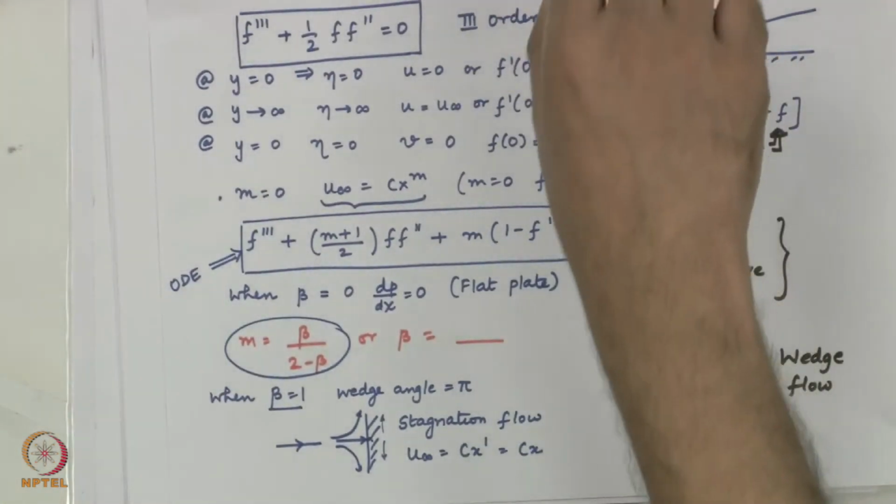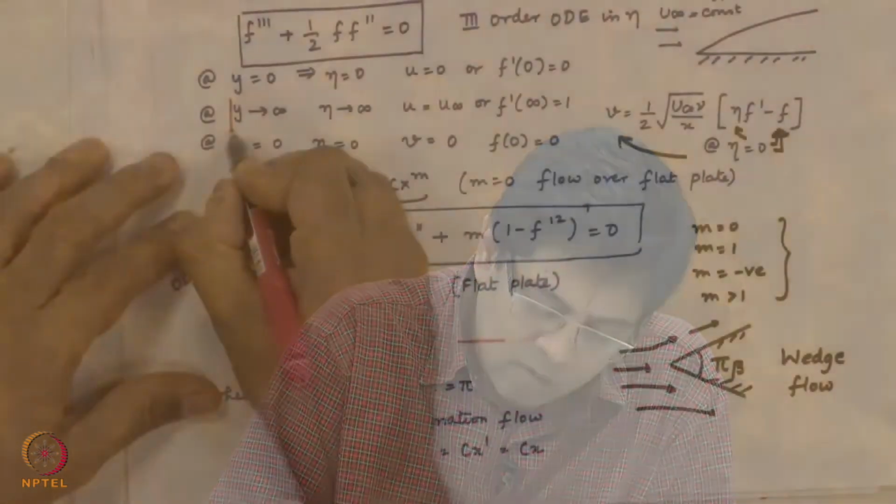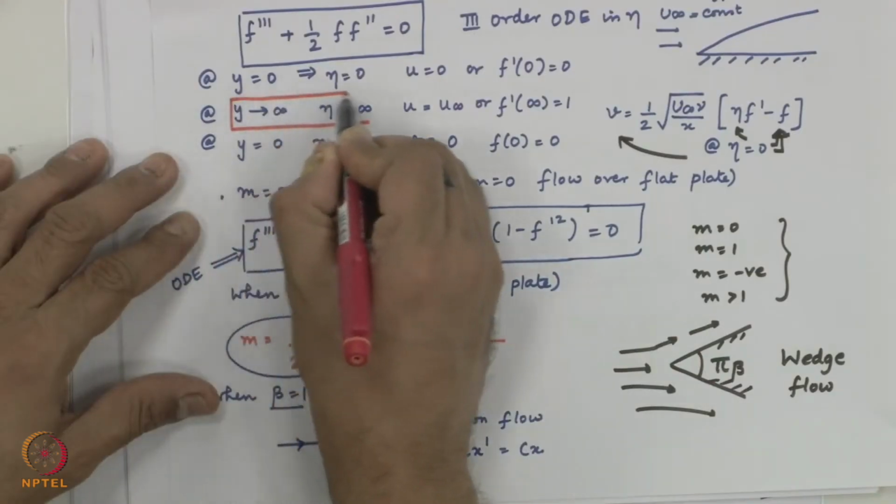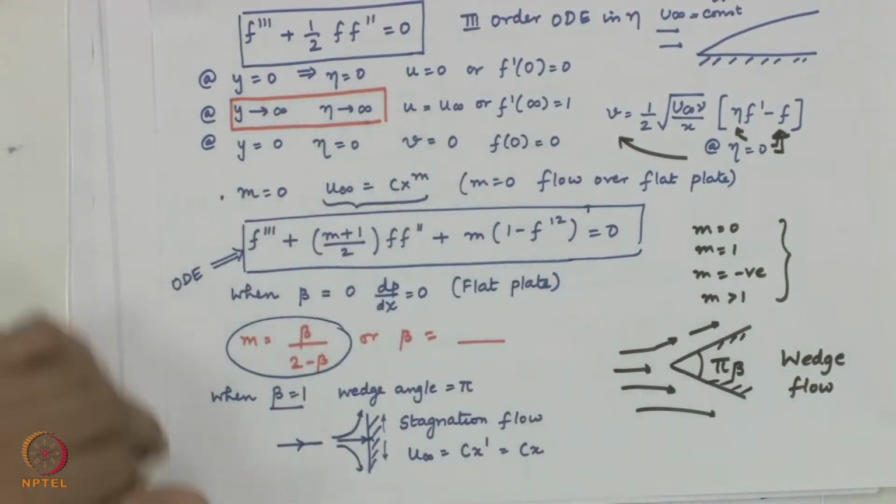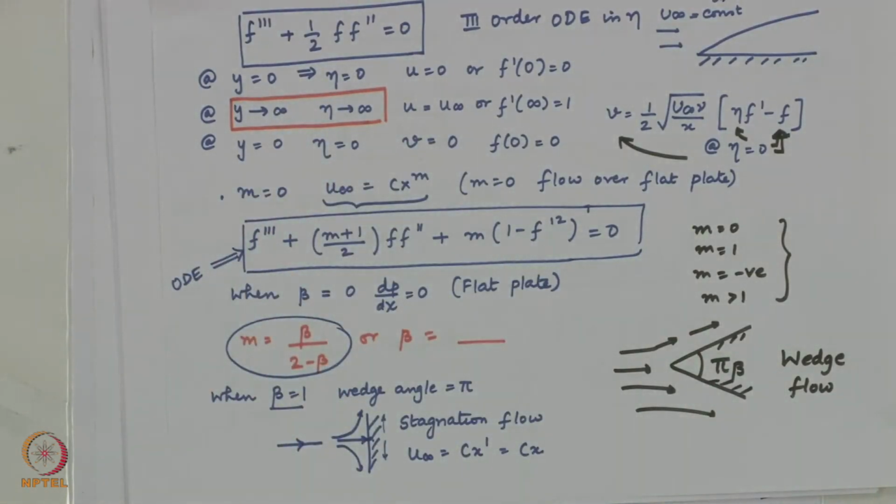Let us look at this a little carefully. Y equal to infinity, eta equal to infinity. I don't know what this infinity is. I know this is a parabolic equation. So, I march from y equal to 0 or eta equal to 0, and then I progressively increase my eta. I take steps in eta. Okay, eta equal to 0, next would be eta equal to 0 plus delta eta.